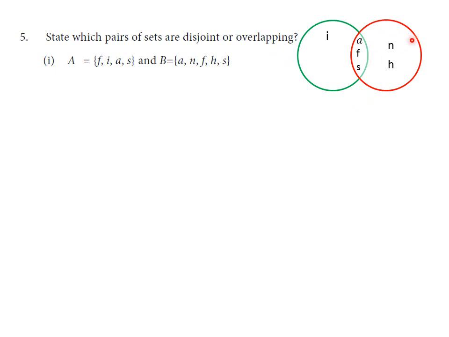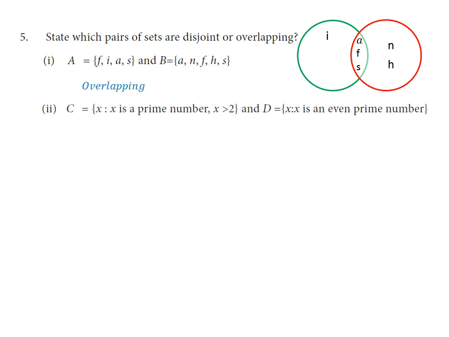Look at this. The set B in red color has the elements A, N, F, H, S. The set A containing 4 elements is in green color: I, A, F, S. So this is overlapping. We can write overlapping.